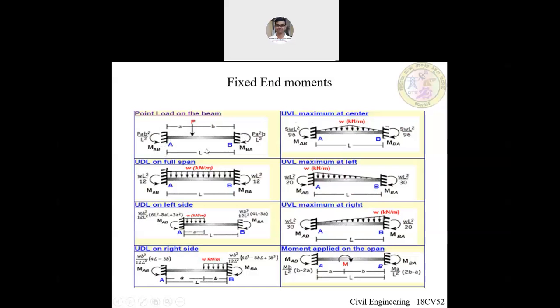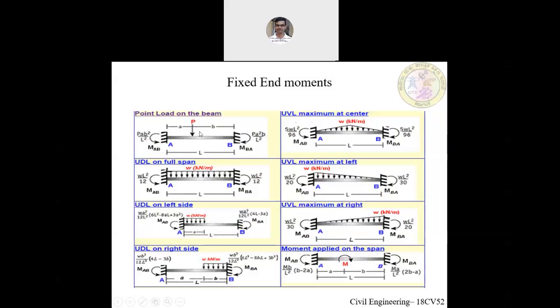We have both ends fixed, which is subjected to an eccentric point load, at a distance a from the left support and at a distance b from the right support. The fixed end moment at A is taken as P a b²/L², and at the right-hand side it is P a² b/L².